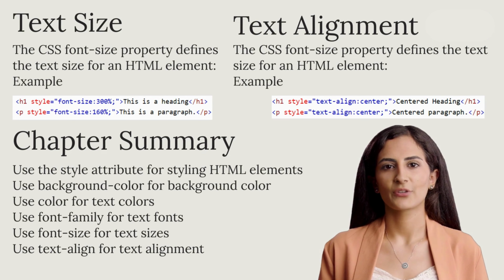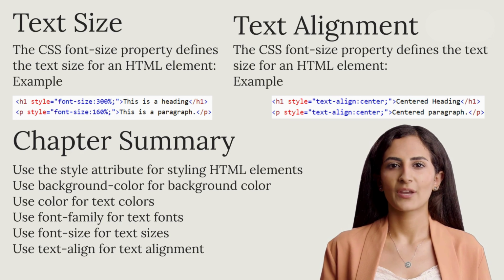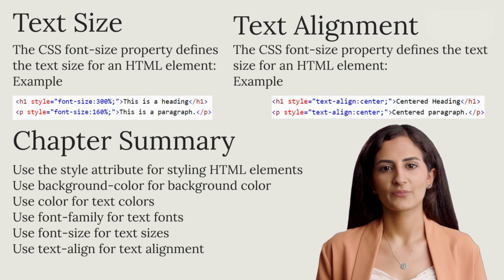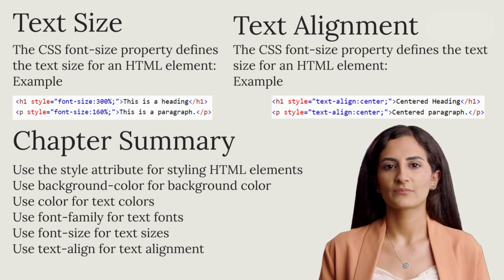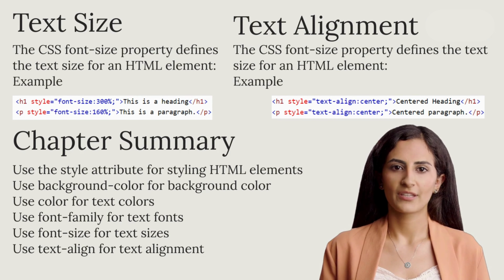Chapter summary. Use the style attribute for styling HTML elements. Use background color for background color. Use color for text colors. Use font family for text fonts. Use font size for text sizes. Use text align for text alignment.